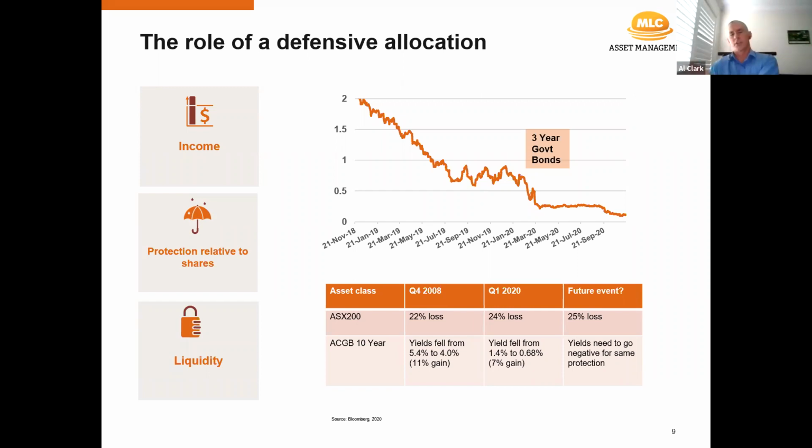So then fast forward to Q1 this year. We had a 24% loss. It was actually a really extreme quarter, as everyone probably remembers. 24% loss in Aussie equities. Yields were already at 1.4%. They fell to 70 basis points, or 68 basis points, in the Australian 10-year.